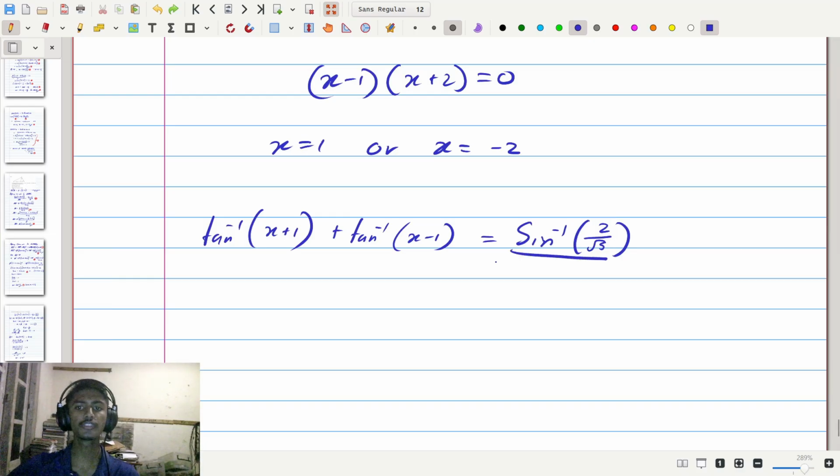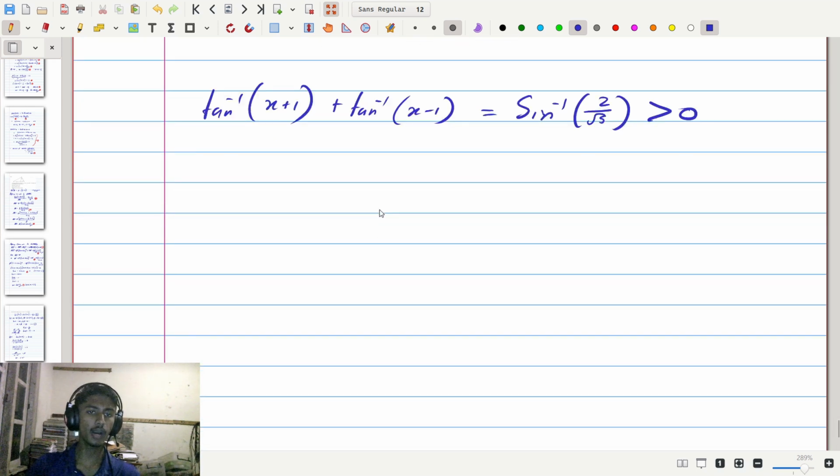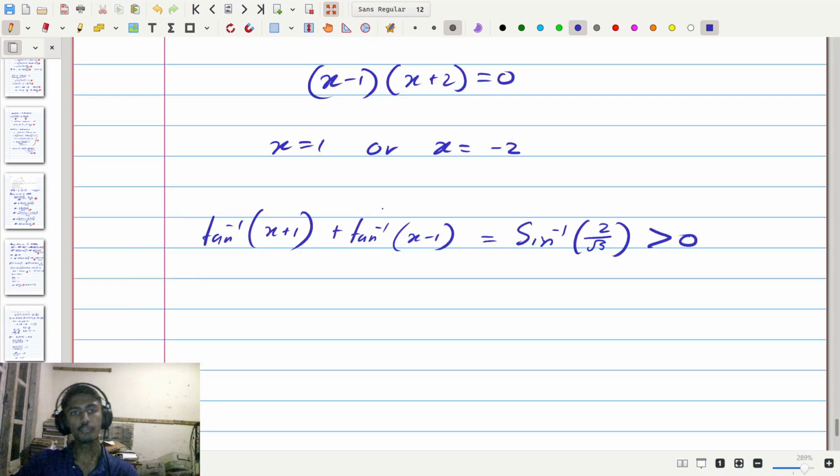According to that, the sin inverse of 2 over root 5 is greater than 0. So now, considering our two values, for x equals 1, we get tan inverse of 1 plus 1, which is tan inverse of 2, which is going to be the first angle, but then we get tan inverse of x minus 1, which is 1 minus 1, which is 0, and tan inverse of 0 is 0. So here we get tan inverse of 2, and here we get 0.